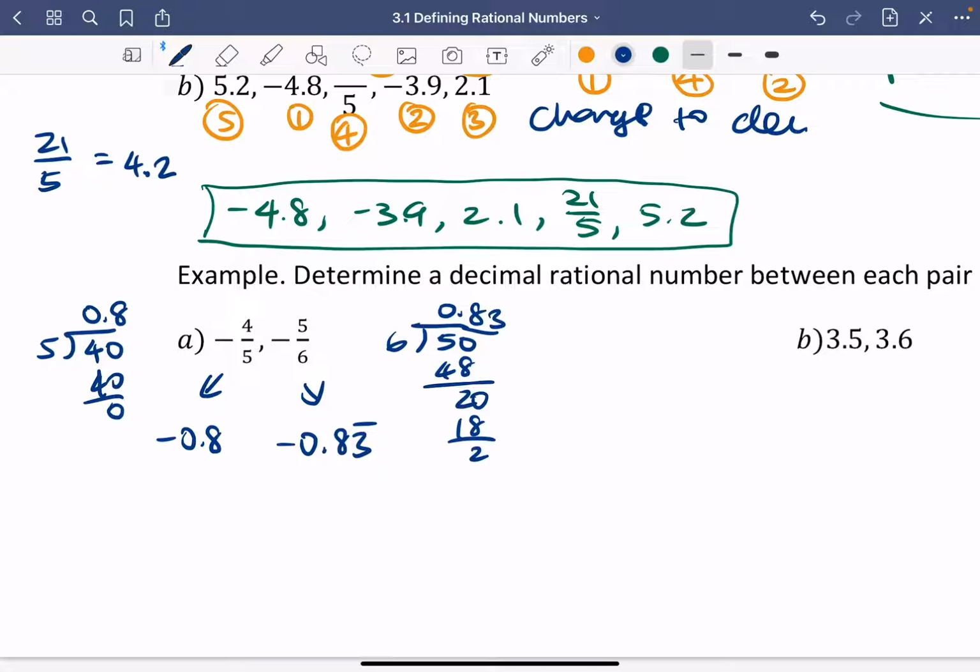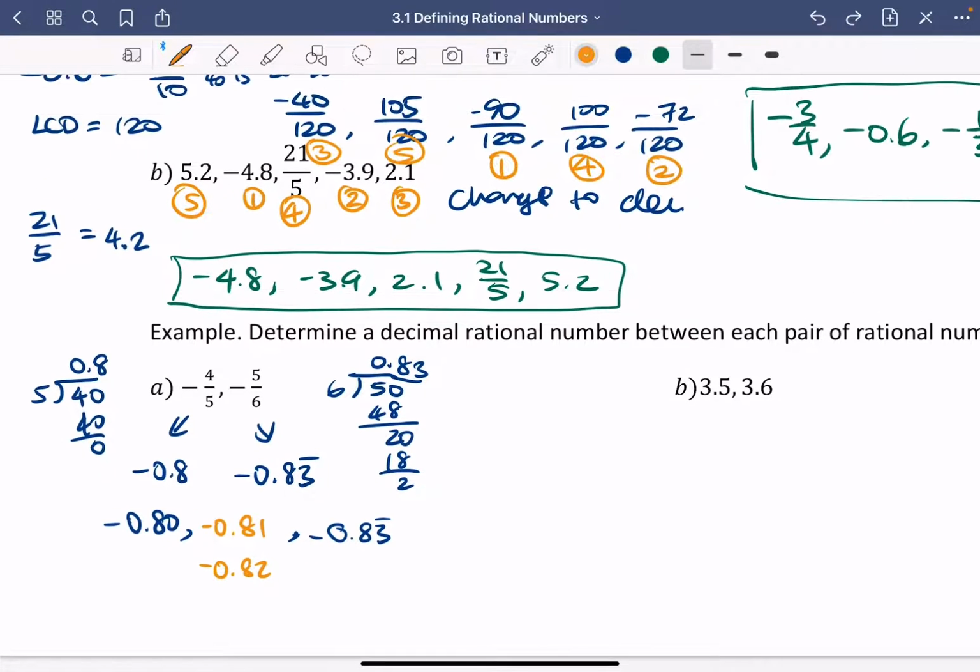Well, we can extend the decimal by one more place value. So that would be negative 0.80. And then the next one we can just leave it as negative 0.83, because we need to have same decimal places in order to compare them. So a number between these two, we can have, for example, negative 0.81, negative 0.82. Negative 0.83 will not work. Well, it actually will work, but we'll just leave it as negative 0.81 and negative 0.82. You can choose any of them.